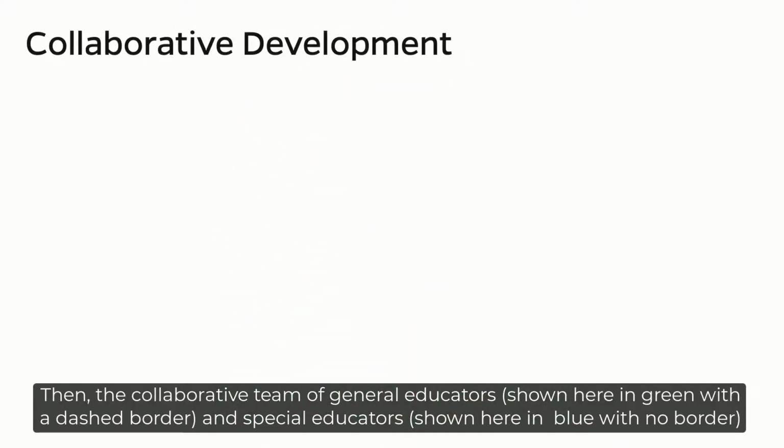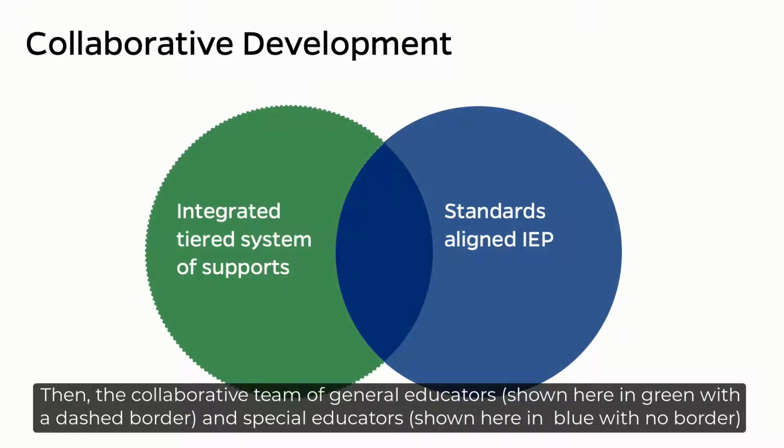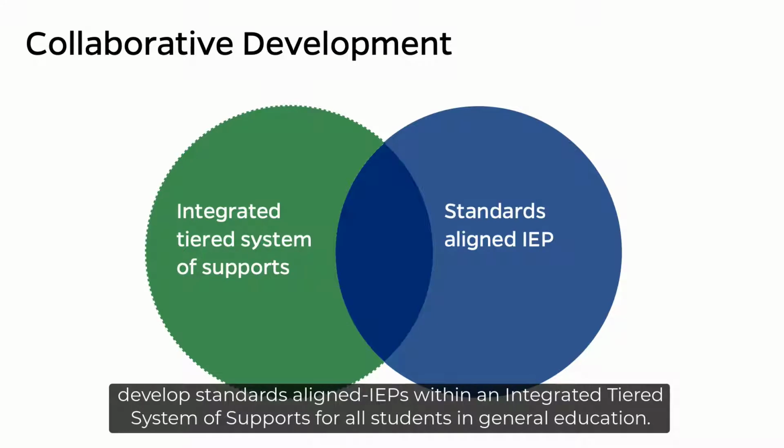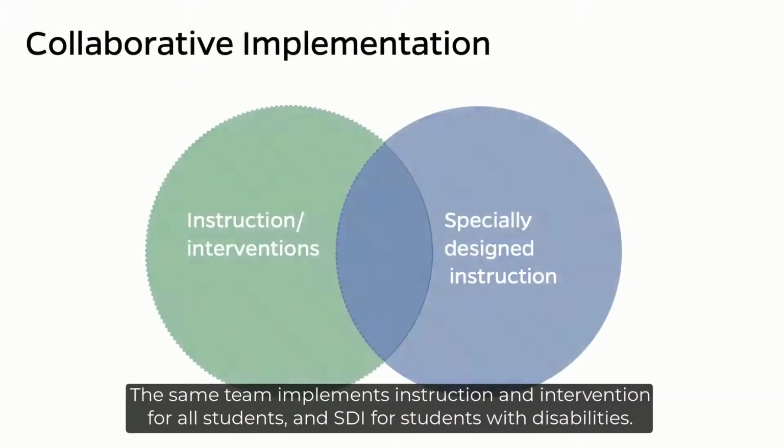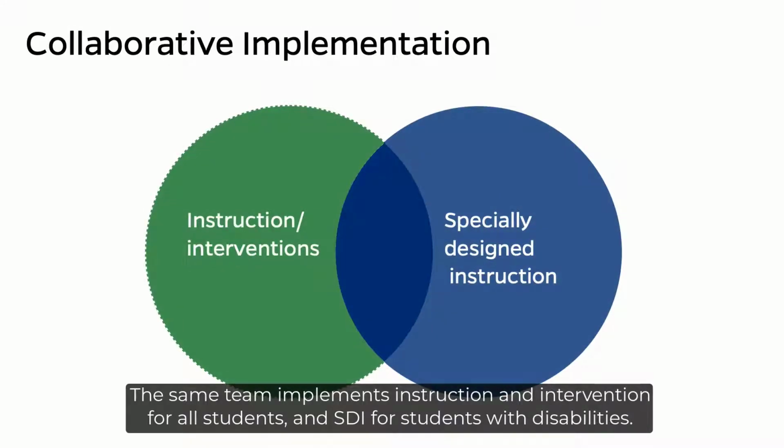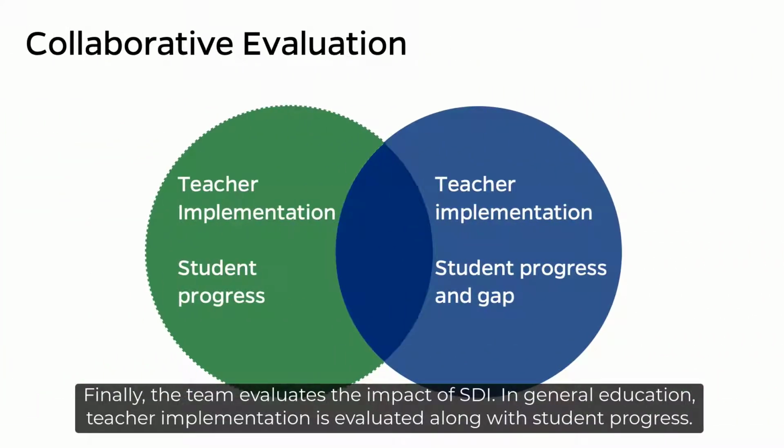Then, the collaborative team of general educators, shown here in green with a dashed border, and special educators, shown here in blue with no border, develop standards-aligned IEPs within an integrated tiered system of supports for all students in general education. The same team implements instruction and intervention for all students, and SDI for students with disabilities. Finally, the team evaluates the impact of SDI.